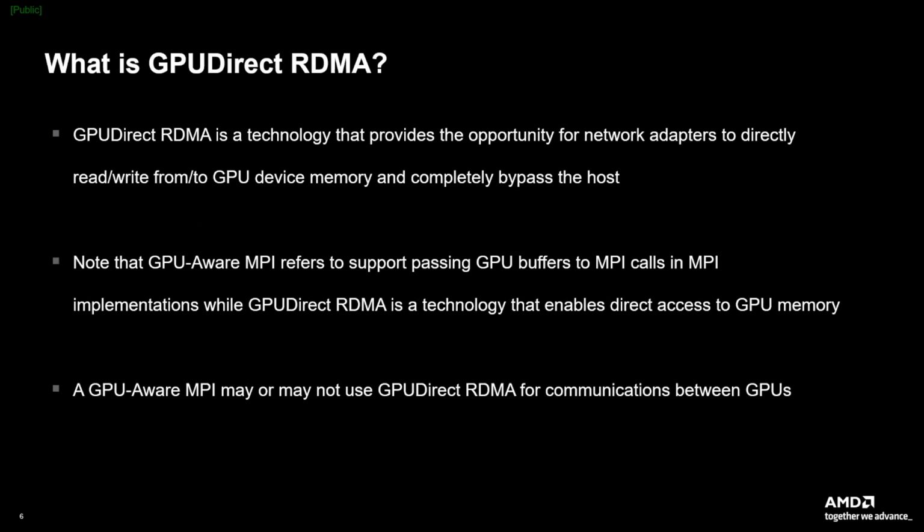People sometimes confuse GPU Direct with GPU-aware. GPU-aware MPI refers to support for passing GPU buffers to MPI calls, and it's usually used in the context of MPI implementations. But GPU Direct refers to the lower levels of the software stack, and it's a technology that enables direct access to GPU memory. And a GPU-aware MPI implementation may or may not use GPU Direct RDMA for communication between the GPUs.